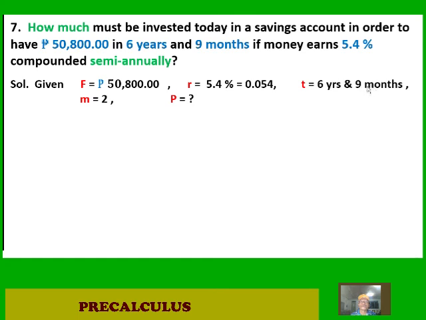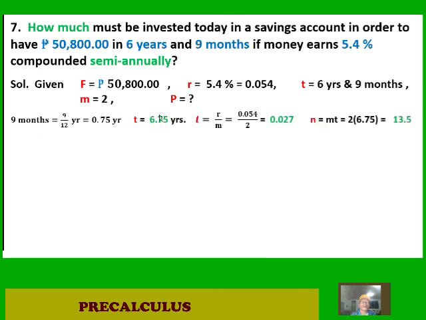You have to convert months to years. The nominal rate is 5.4%. R, in decimal, is 0.054. Compounded semi-annually, so M equals 2. So we will solve for P. Let us convert this into years. 9 months is 9 over 12 year. 9 over 12 is 0.75 years.